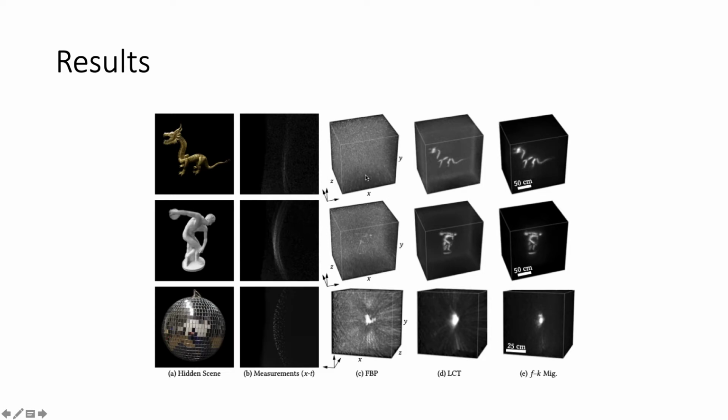However, FBP tends to perform poorly when environments contain a large amount of noise. With respect to the disco ball example, FK migration provides a reasonable reconstruction of the sphere surface. However, FBP and LCT suffer from numerous streak-like artifacts.